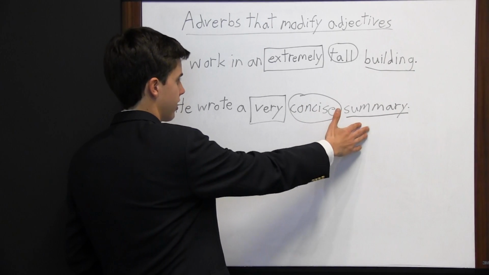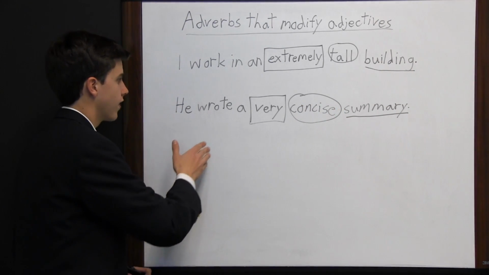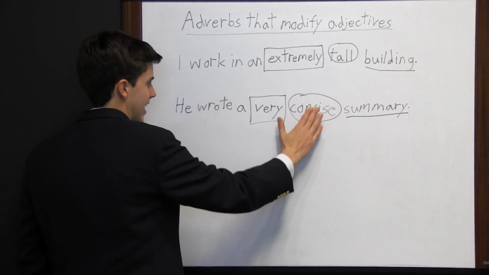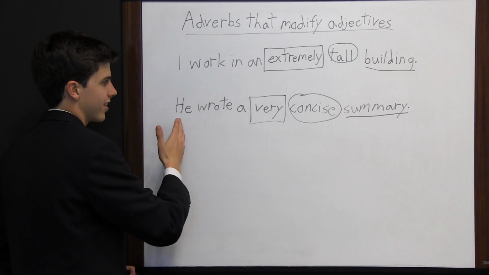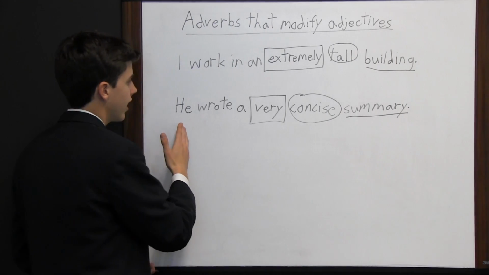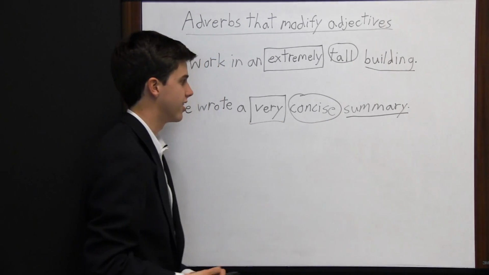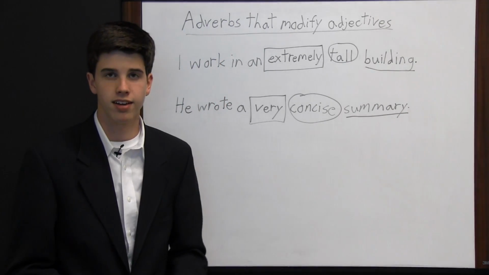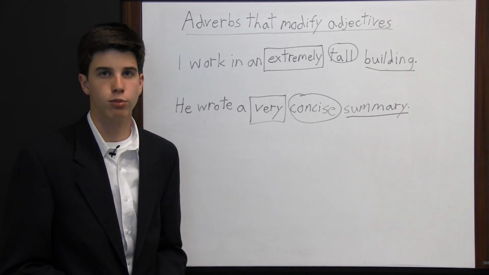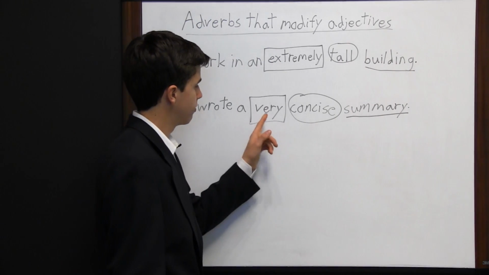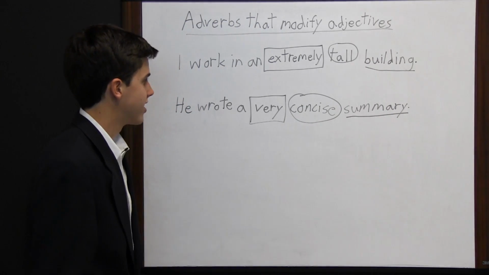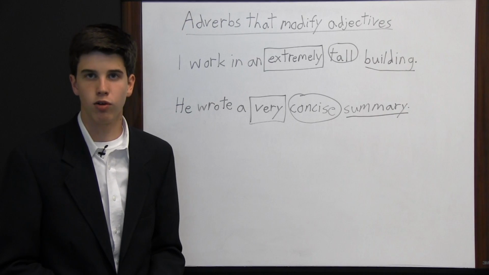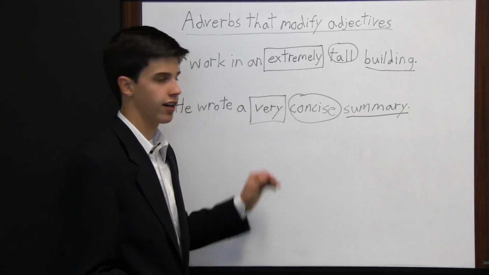It's further describing summary. Now here again, you could think that very is an adverb that's modifying summary. But if you take concise out of the sentence and read the sentence without concise in it, it doesn't make sense. See what I mean? He wrote a very summary. That doesn't make any sense. That's because very is not modifying summary. Adverbs cannot modify nouns. They modify adjectives, adverbs, or verbs. So in this case, very is modifying an adjective, which is concise. It's answering the question, how? How concise is the summary? And the adverb is answering that question by saying the summary is very concise.